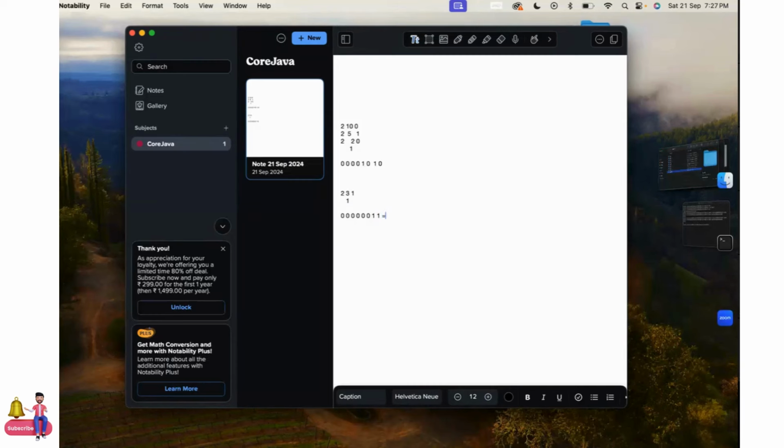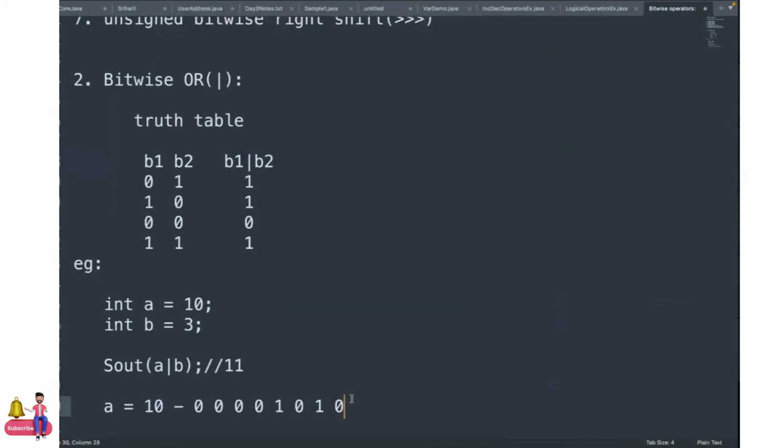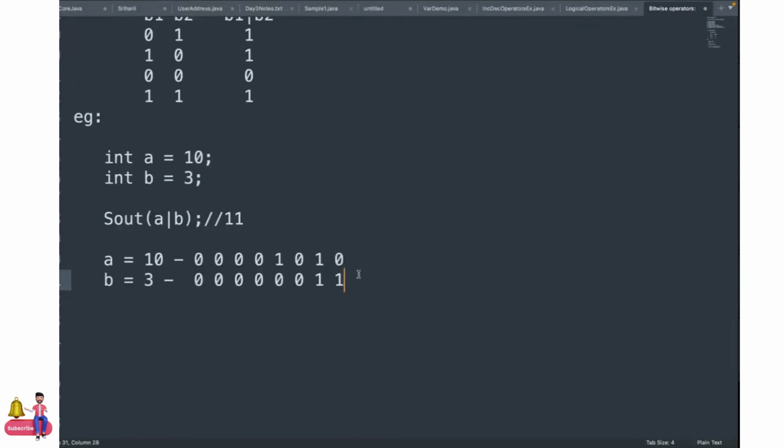So this is going to give you 3. This is the binary representation. Let's take this and put it there. So I have B equal to 3, and let me copy those values here. Okay. Now what do we need to do?